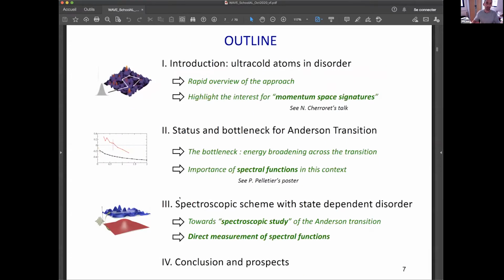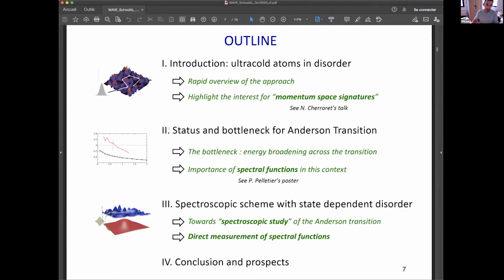So here is the outline of the talk. The first part will be rather long, and I tried, as promised, to give you a rapid overview of the approach of ultra-cold atoms in disorder: what has been done, what is the disorder we use. I also will take some time to highlight something which is not so well known on this system, all the richness that you can get looking in momentum space, what I call momentum space signatures, and that will be an introduction to the talk of Nicolas that will follow.